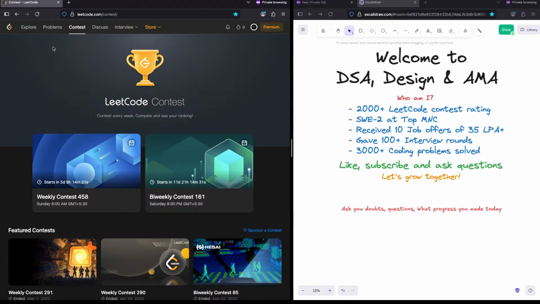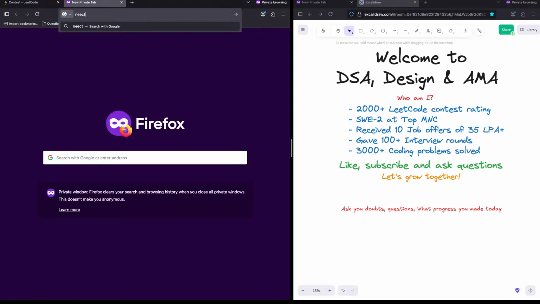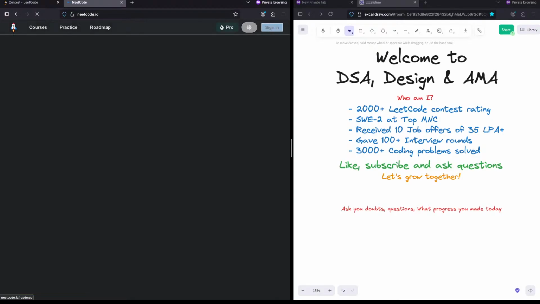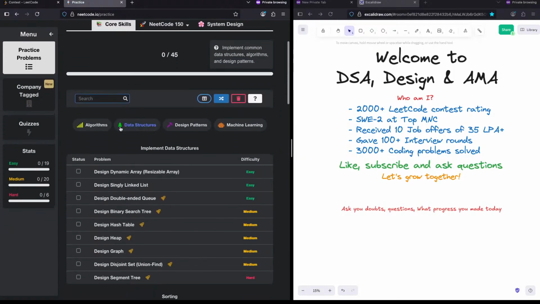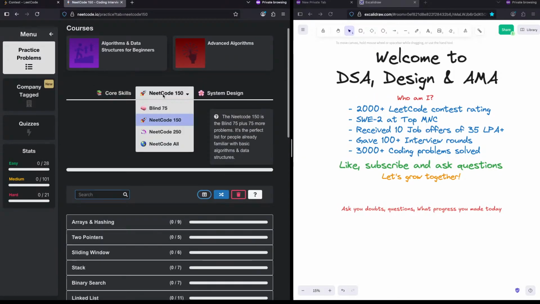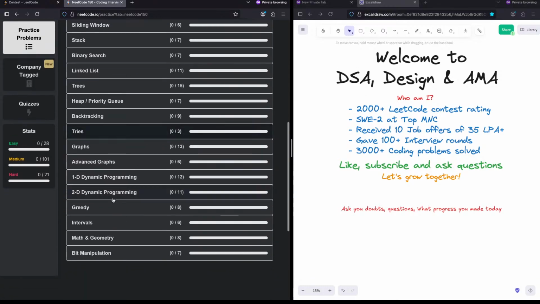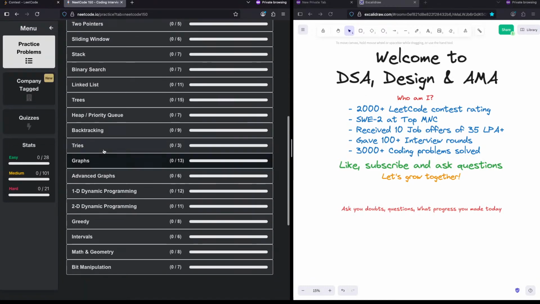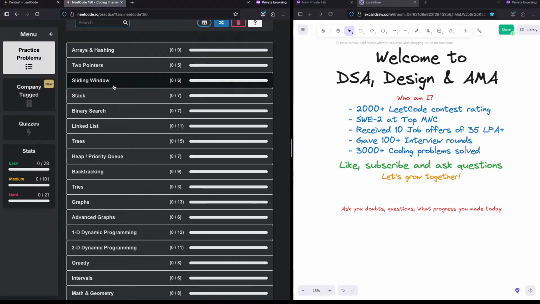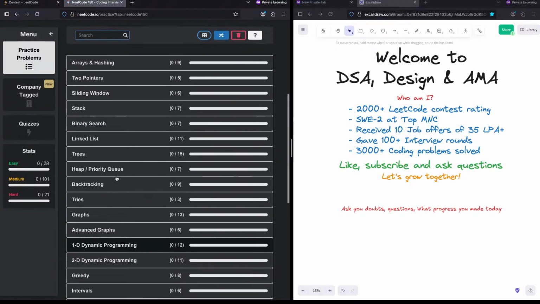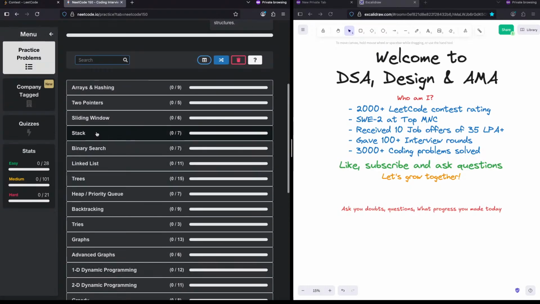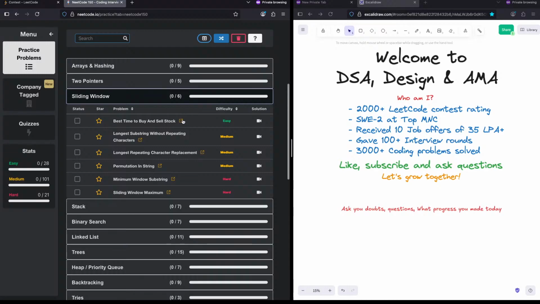I'll start answering the questions now. So the first question is from Ceasefire. Please give patterns of DSA and how to identify which pattern a question is. So patterns, right? If I open neetcode.io to practice, you go to the 150. All these are patterns only. DP is one of the patterns, graph is a pattern, and sliding window is a pattern. All of these are patterns. So now, how to identify? Yesterday I explained slightly on sliding window.